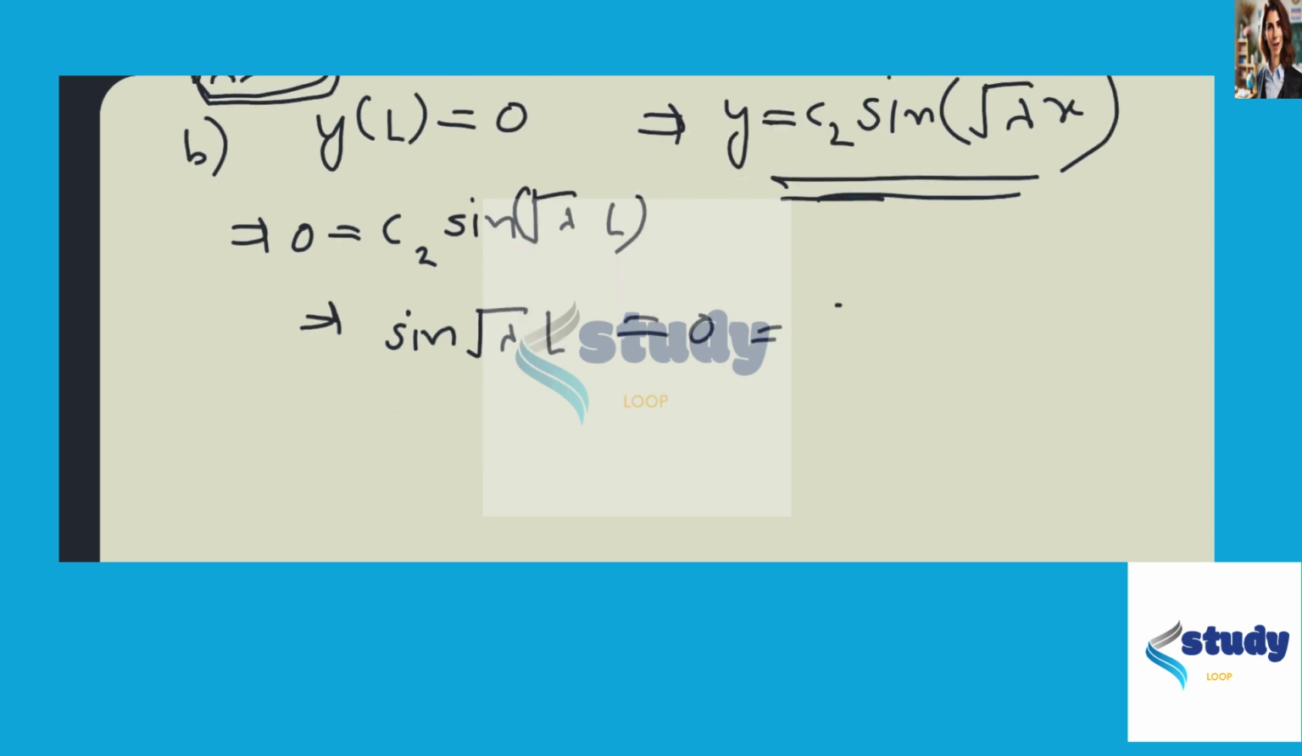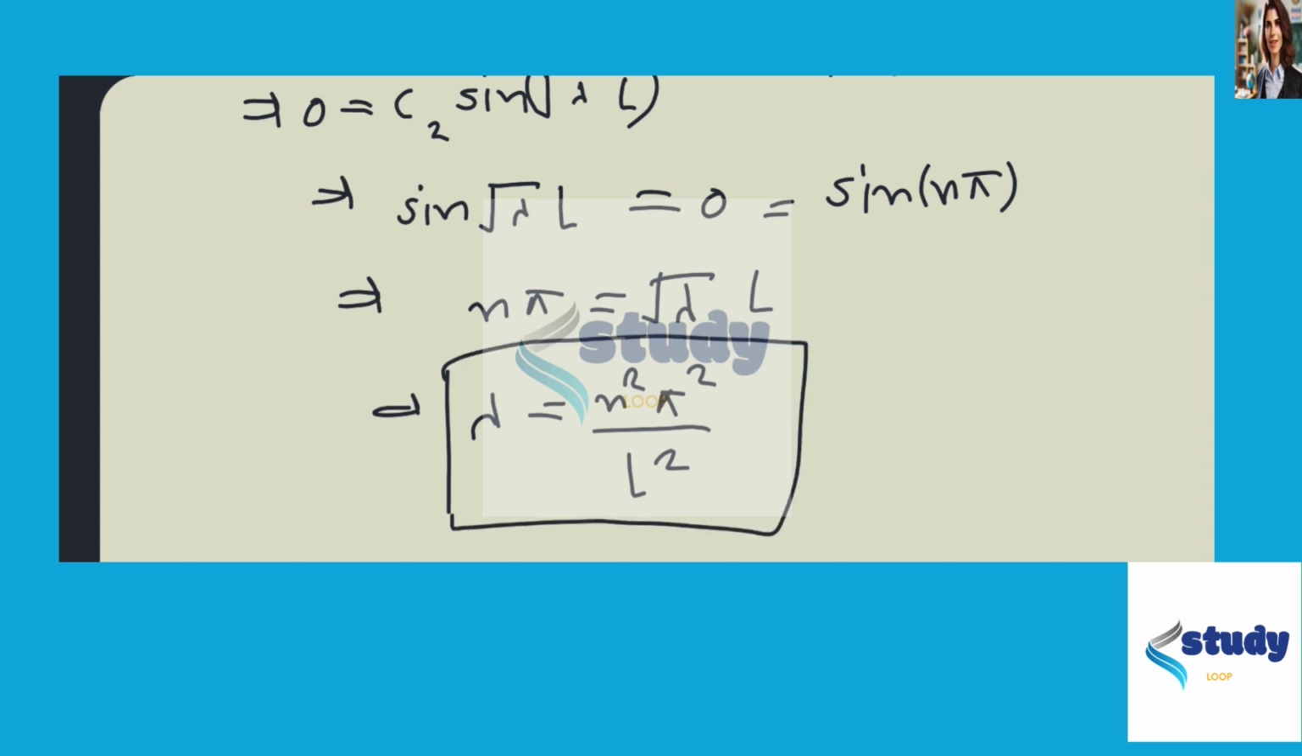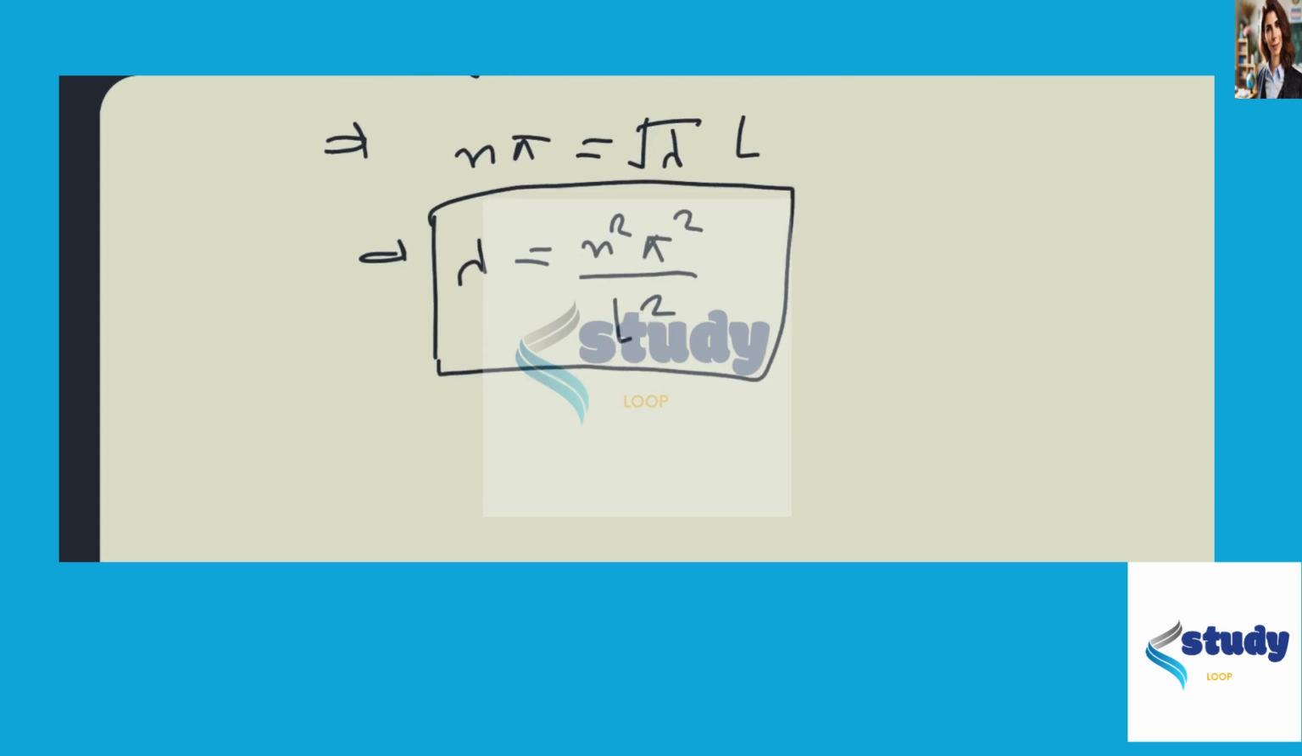It can be 0 if it is sin(nπ). So after comparing we get nπ = √λ L, or we can say the value of λ is n²π²/L², right? Therefore we have the solution as y = c2 sin(n²π²/L² x), right?